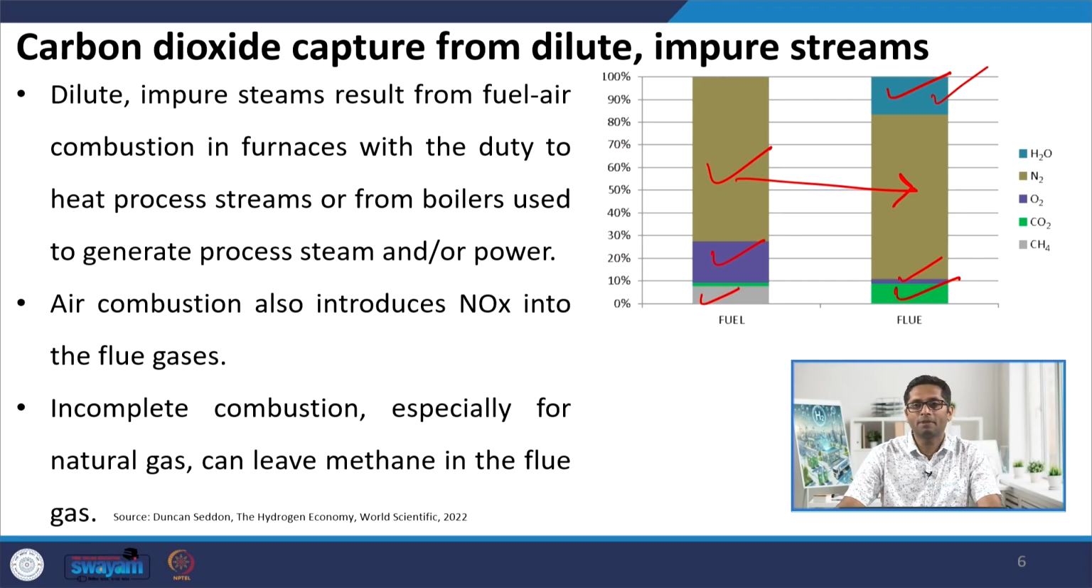And as you would have imagined, it's going to be a difficult task to absorb CO2 with this concentration, because 90% of the gas is something that is of no use, and that is one of the reasons that traditionally these gases are vented off to the atmosphere. So after you have some kind of cleansing mechanism for NOx as well as particulate, you would release this gas into the atmosphere because it doesn't make much sense to capture this CO2. But nonetheless, this CO2 is going to be significant.